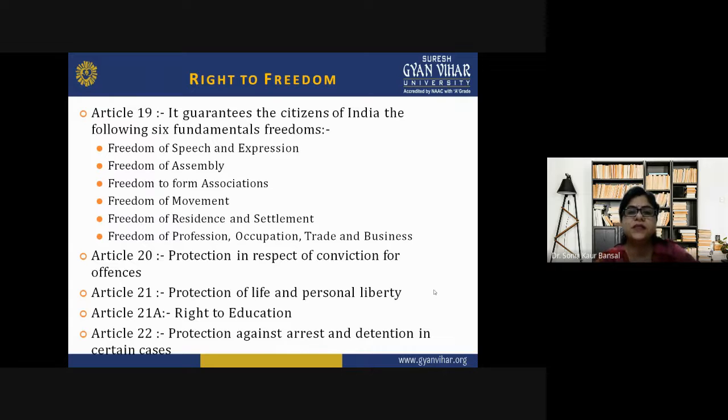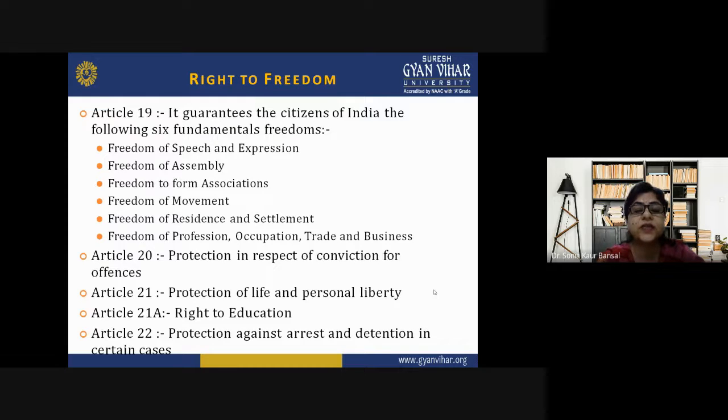Now, students, let's discuss the right to freedom. The right to freedom is from Article 19 to Article 22. Article 19 guarantees the citizen of India the following six fundamental freedoms: freedom of speech and expression, freedom of assembly, freedom to form associations, freedom of movement, freedom of residence and settlement, freedom of profession, occupation, trade, and business.